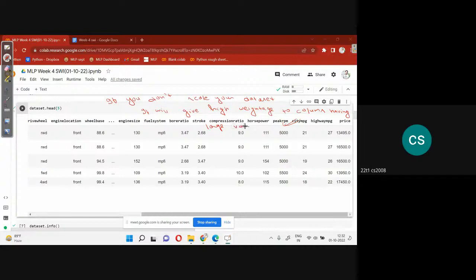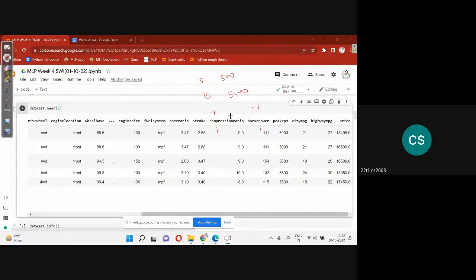So, sir, should we scale every column which has more than 1,000 value? We should always scale all the columns, so that all the columns are in the same range. Here you see your compression ratio is ranging from, let's say, 8 to 15, but your peak RPM is ranging from 500 to 5,000. So you have to scale both columns to the same range. It should be something like -1 to 1, and this should be the case for all the columns.